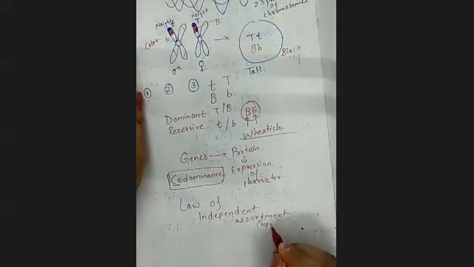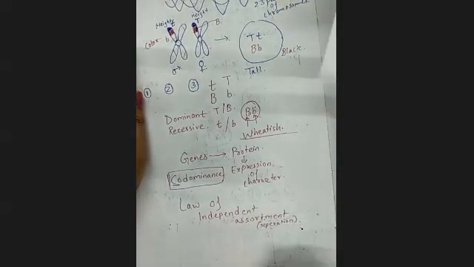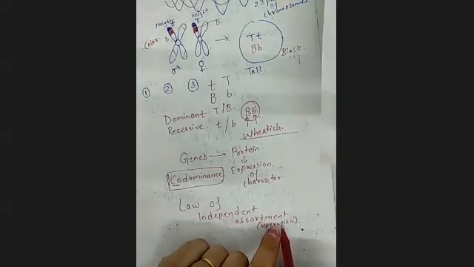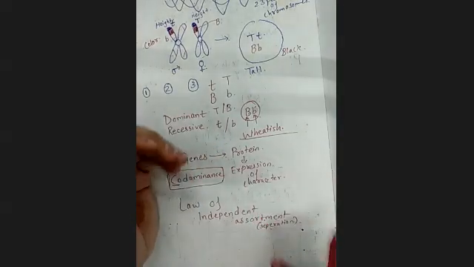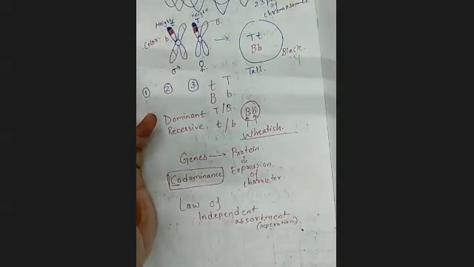To assort means separation. That means each gene, each character will separate independently without influencing the other one. Height will not affect the color of your skin. If you are tall, there may be the possibility you are going to be fair or you may be going to be dark. It is not necessary that only the tall people are going to be fair, only the short people are going to be black. Nothing like that will happen. Is it clear to you?